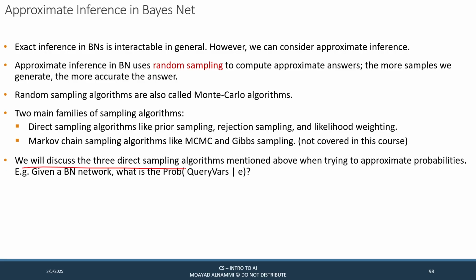We'll discuss these three direct sampling algorithms. If we're given a query, how can we use these three algorithms in order to approximate? We want to answer this query with an approximate answer, not an exact answer. And hopefully these approximate inference algorithms run in less than exponential time complexity.